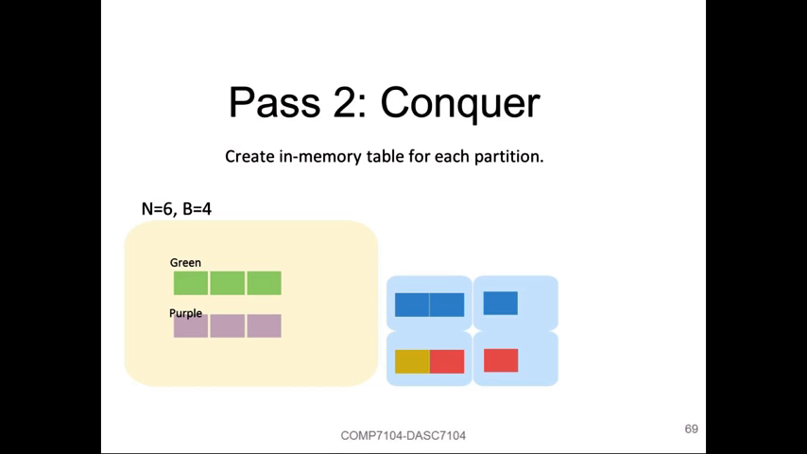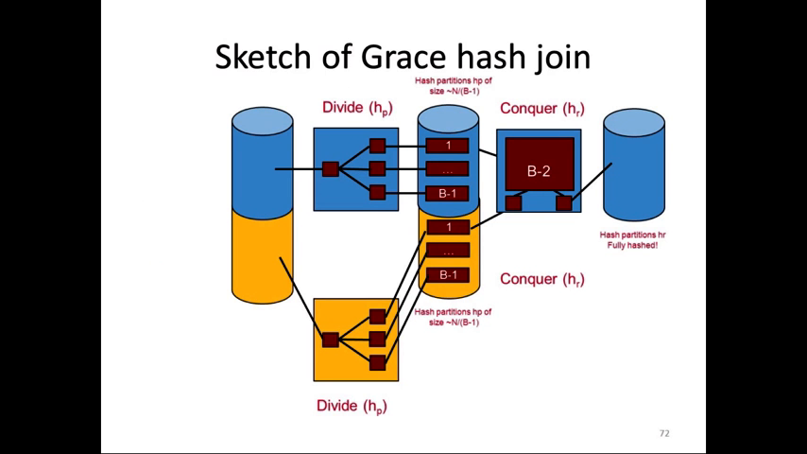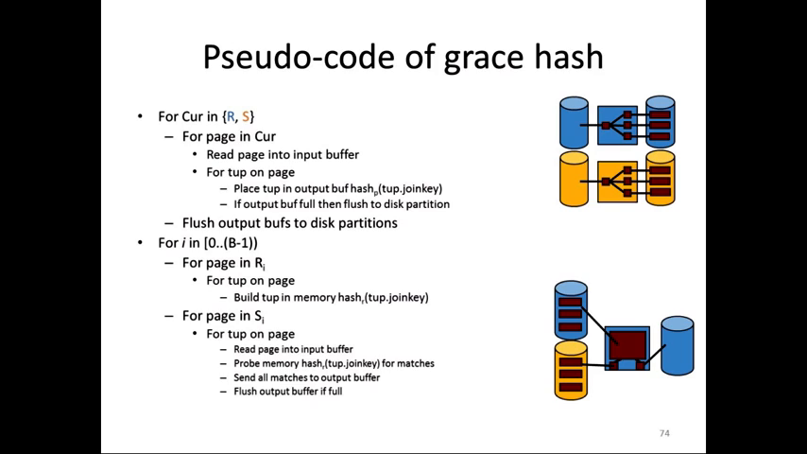So it's as if we have the partitions lined up, and we know that at each stage we have to work with just a pair of partitions. Partition 1 from R, partition 1 from S, then partition 2 from R, and partition 2 from S, and so on. Okay, so this is the pseudocode for Grace hash, following this idea.